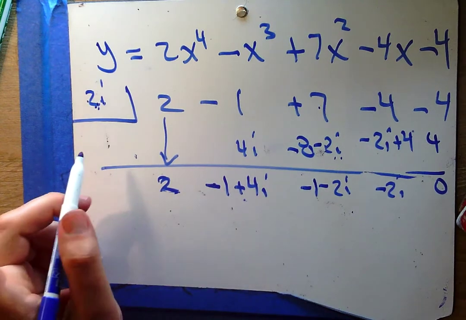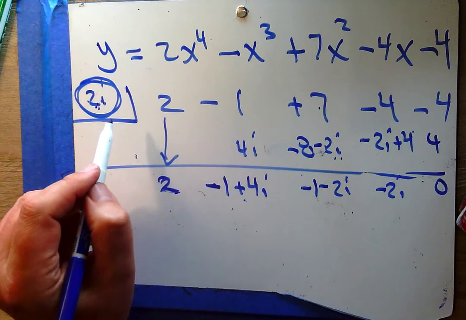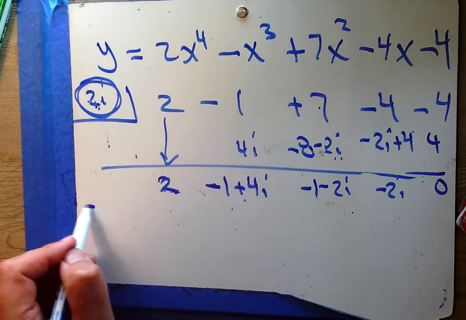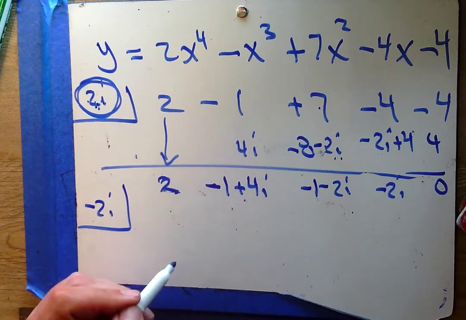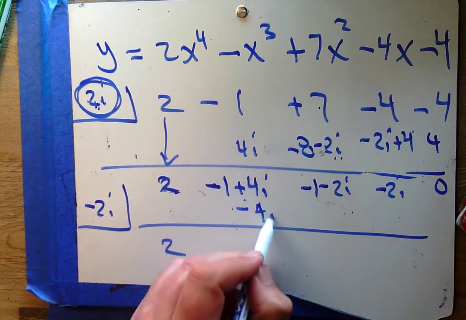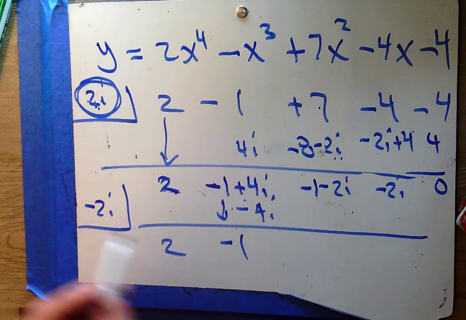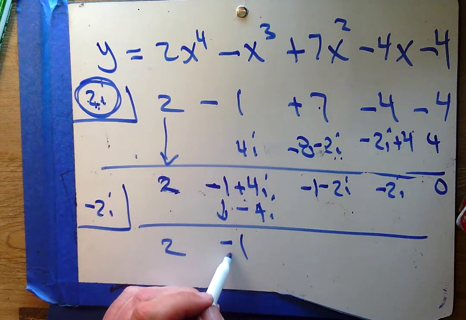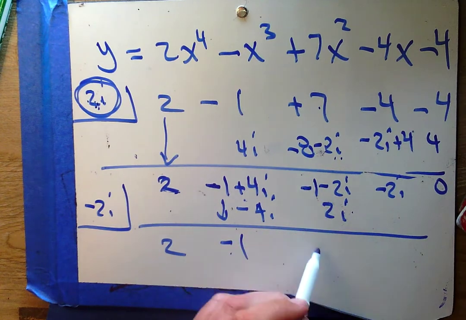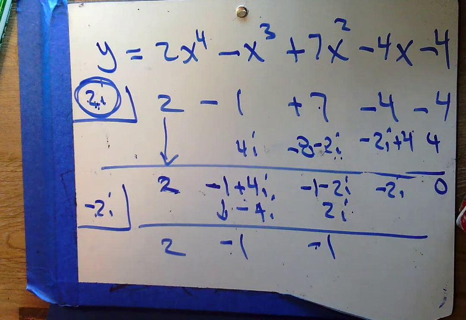But remember, just like rational roots always travel in conjugate pairs, imaginary roots always travel in conjugate pairs. Bring down that 2 and I'm multiplying at negative 4i. So what am I bringing down? Just like negative 1. I'm multiplying here, and I'm getting 2i. Oh, look, when I have those, they cancel. So I bring down that negative 1, and I multiply here.